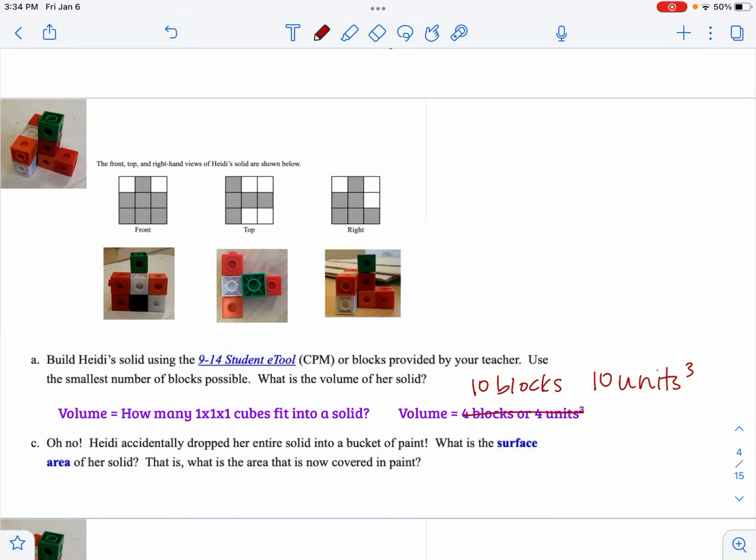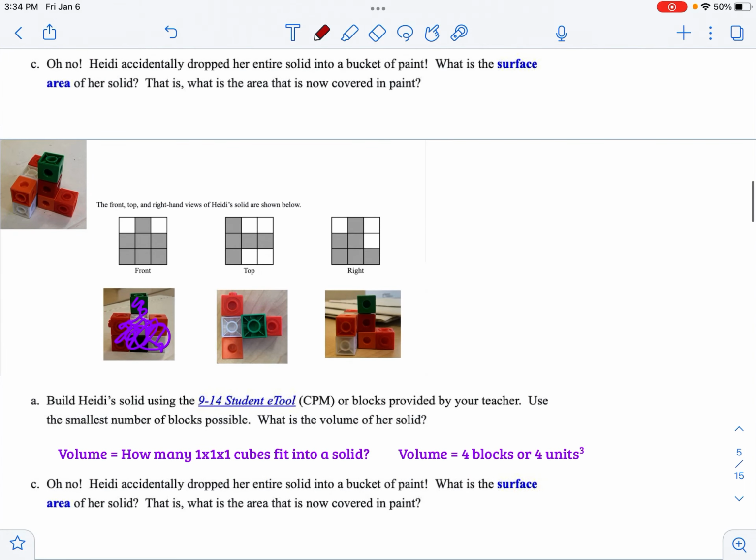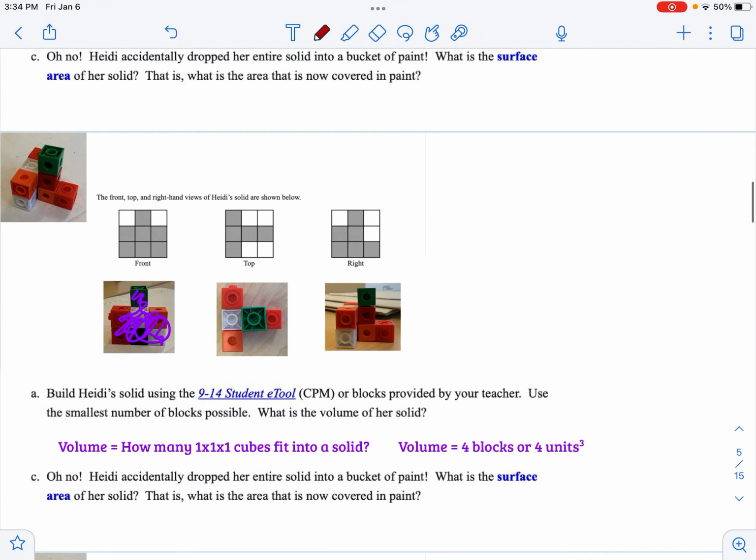So if we go on, we can now start looking at surface area. Surface area is what happens if you drop something in paint. It's what would get painted. You're counting up the faces. So if you think about dropping this in paint, looking at the front side, for instance, I could think all of those 7 sides would get painted.